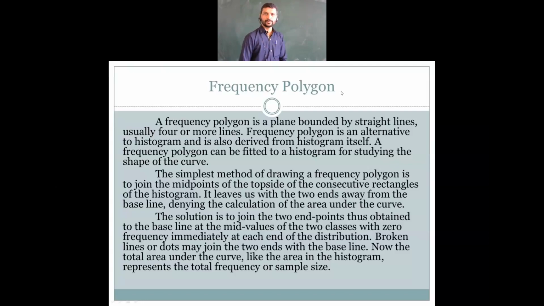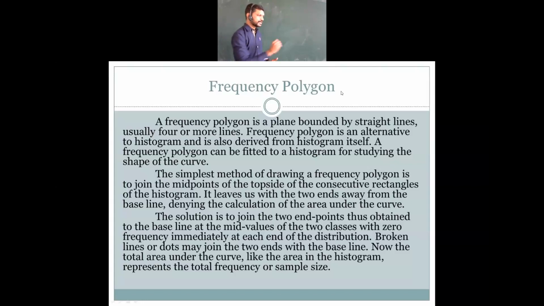This is the most important part of what we are discussing in today's session. A frequency polygon is an alternative to the histogram and is also derived from the histogram itself. The same diagram we are going to copy, and we are just going to draw straight lines in between. A frequency polygon can be fitted to a histogram for studying the shape of the curves. We take the same diagram, fit it, and draw the lines, so it becomes a frequency polygon. That's it. This is very simple to know.